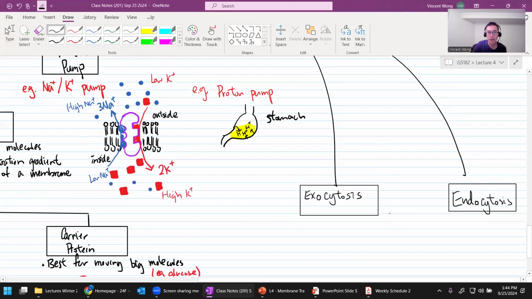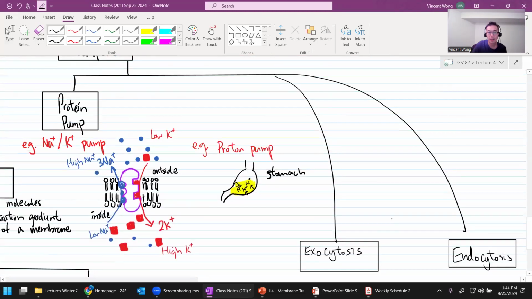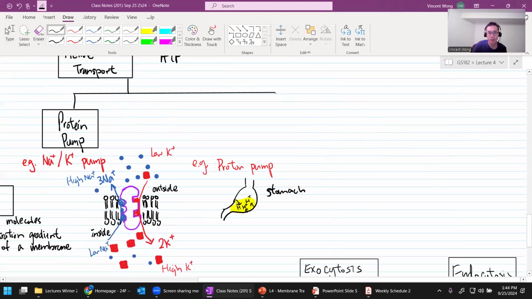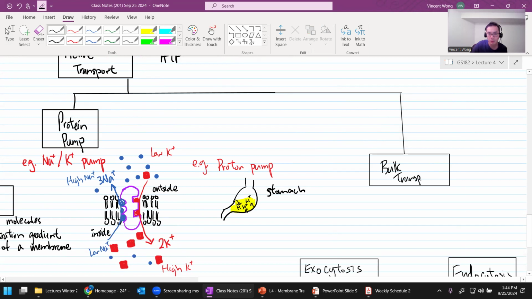So, actually, I am so sorry. I forgot to put another name here. Oops. Sorry. I can hear you screaming at the screen. This is bulk transport. Bulk transport. And then we have 2 different types, okay? Exocytosis and endocytosis.